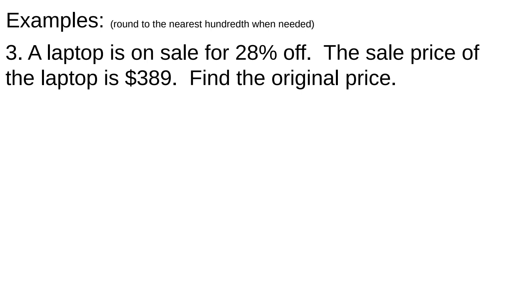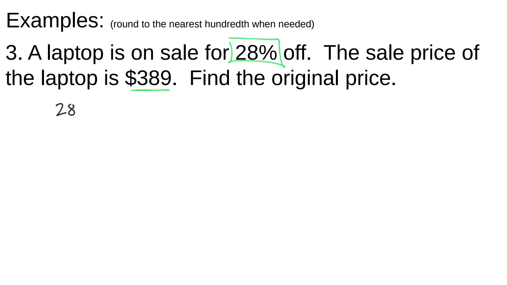Let's try example 3. A laptop is on sale for 28% off. The sale price of the laptop is $389. Find the original price. Again, right off the bat, I'm looking for a percent that's going to help me do this. I also have this 389. So those are the numbers that I'm thinking about. Once we have those, we can go try and set up our proportion.